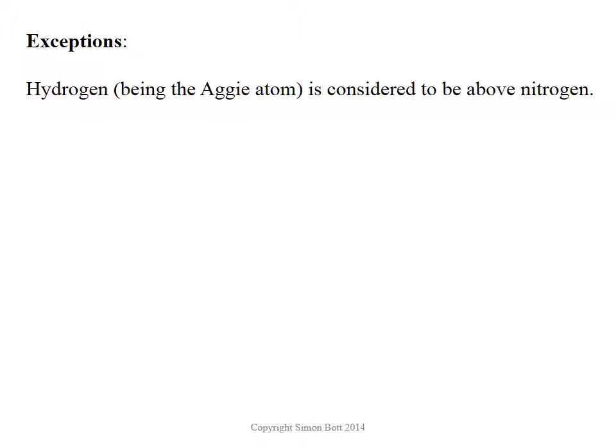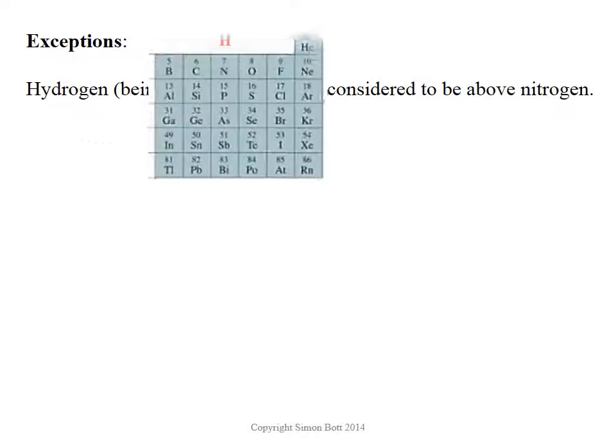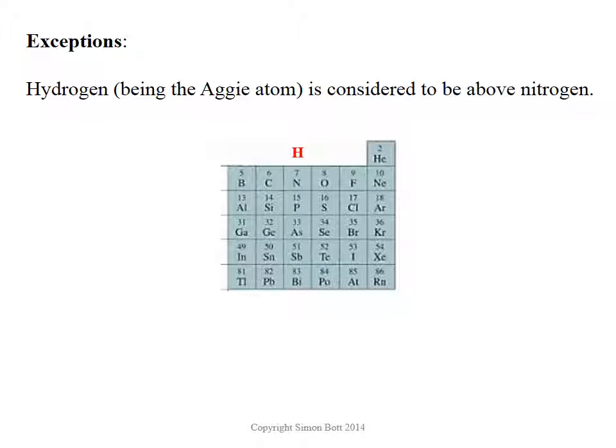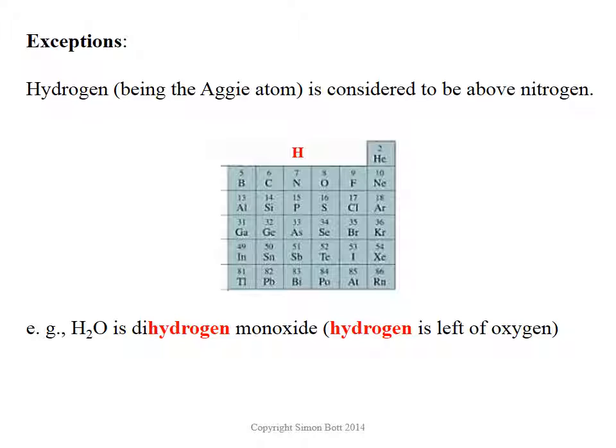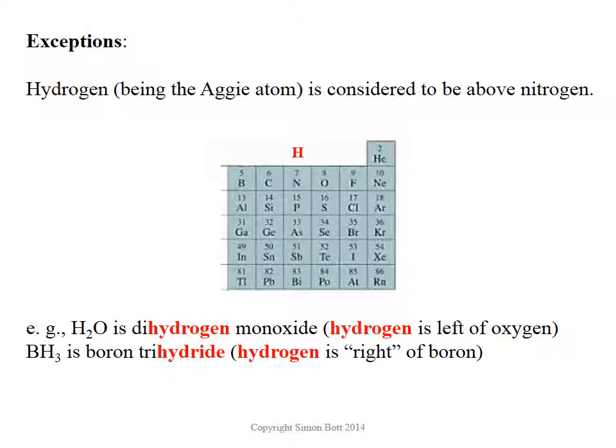All right, hydrogen is, of course, normally stuck off all the way on the left of the periodic table, but the way that we actually do the naming of it, we consider hydrogen to be above nitrogen. It's not above nitrogen on the table, that's just the way that the sequence goes. So for example, the very familiar H2O should be called dihydrogen monoxide, because we say that hydrogen is to the left of oxygen, right? Conversely, however, BH3 is boron trihydride, because here hydrogen is right of the boron.